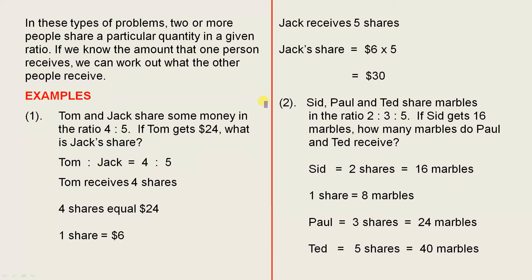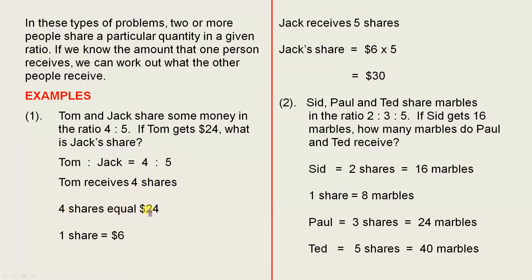Number 1. Tom and Jack share some money in the ratio 4:5. If Tom gets $24, what is Jack's share? So Tom is to Jack is 4:5. The order is important. So Tom, who's mentioned first, receives 4 shares.